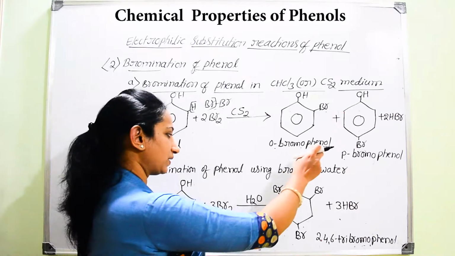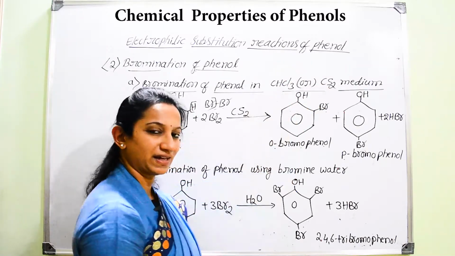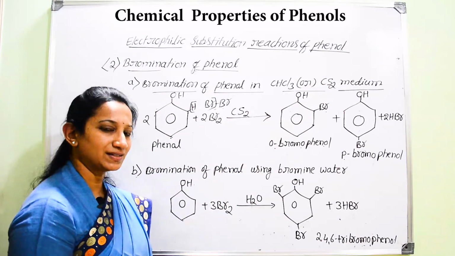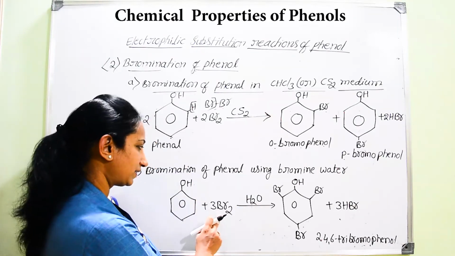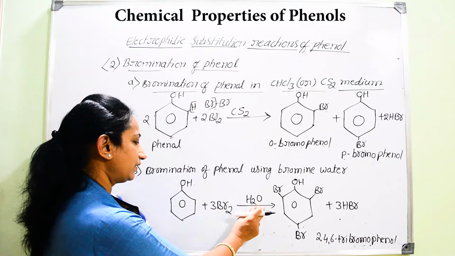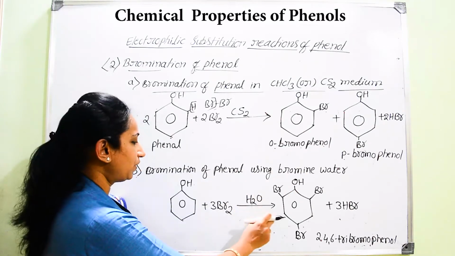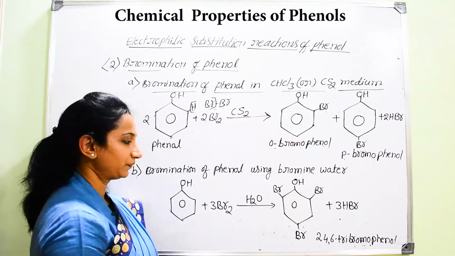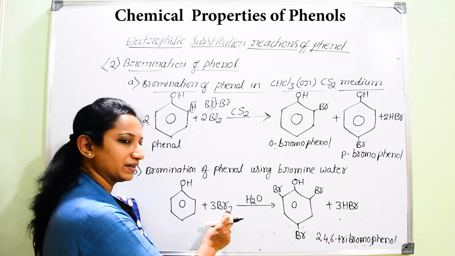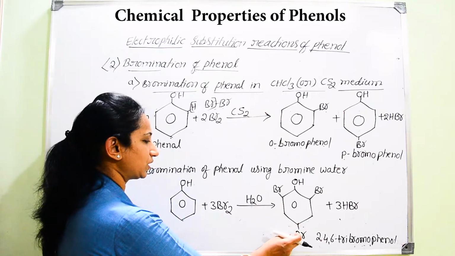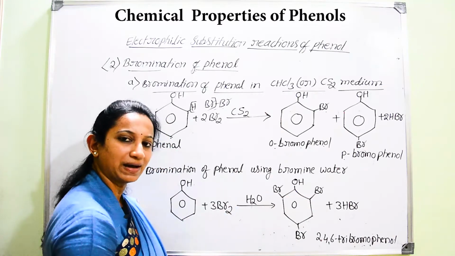So these are the two products which are obtained in which medium? By using chloroform or carbon disulfide during bromination. And similarly, if you go for the second method of bromination, when phenol is subjected to bromination with bromine water, you are going to get a tri-substituted product. There the density of Br will be very much higher, so there will be easy substitution of Br at both the ortho positions as well as the para position.